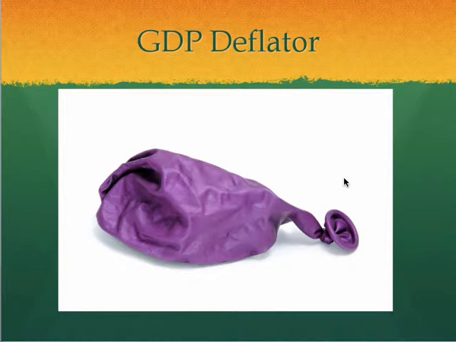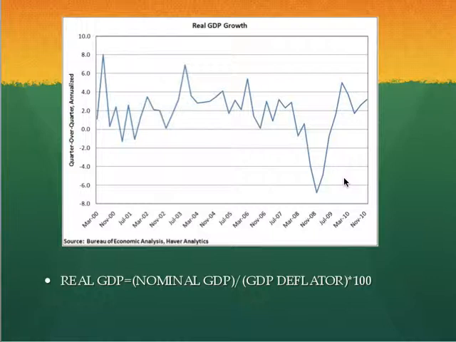Next is GDP deflator. GDP deflator is a measure of price inflation or deflation with respect to a specific base year. Now for calculating real GDP. Real GDP is defined as a measurement of the economic output of a country minus the effects of inflation. The formula used is nominal GDP over GDP deflator times 100.